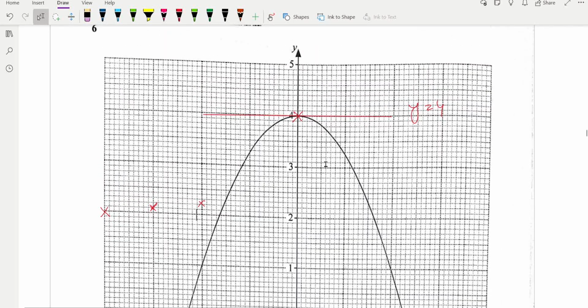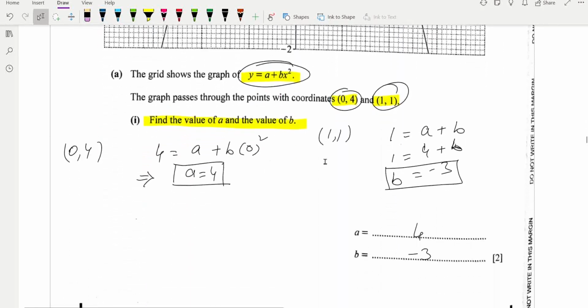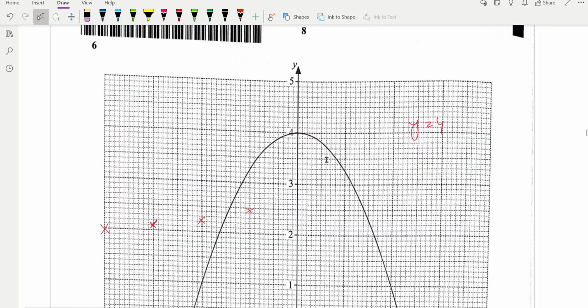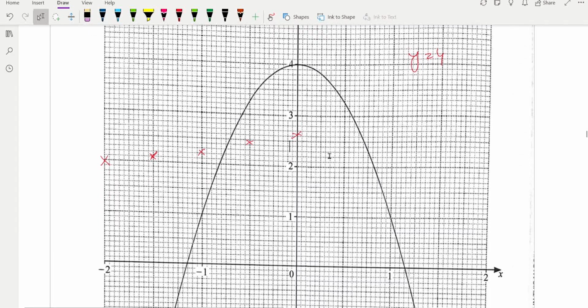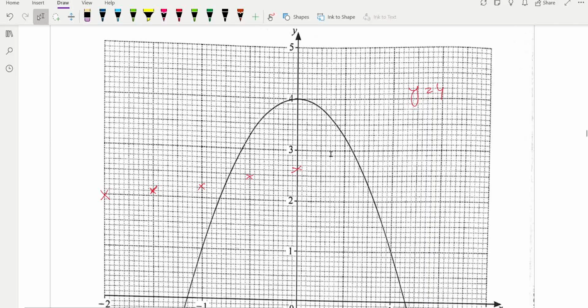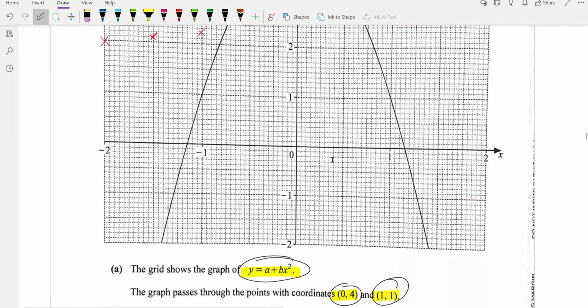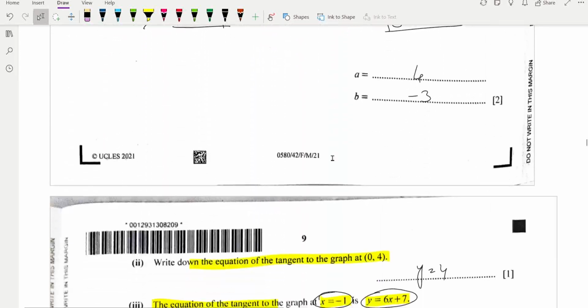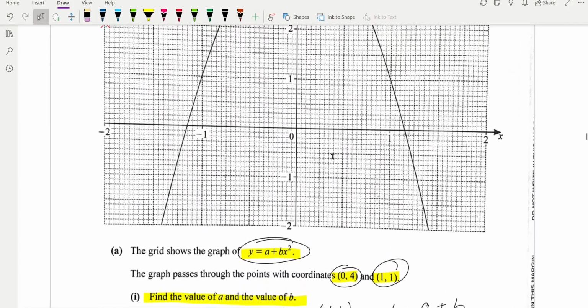So 2.43 will be closer to this one. And then the next point is 0 and 2.67. 2.67 will be around this point. And next is 0.5 and 3, so 0.5 will be this line, and 3 will be over here. And next is 1 and 3.5.